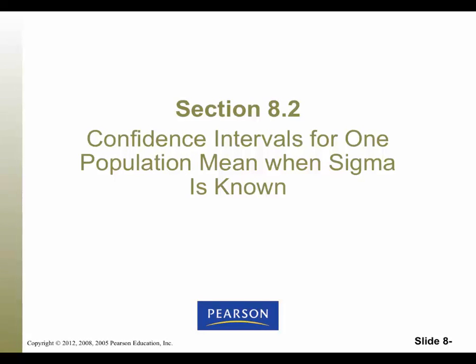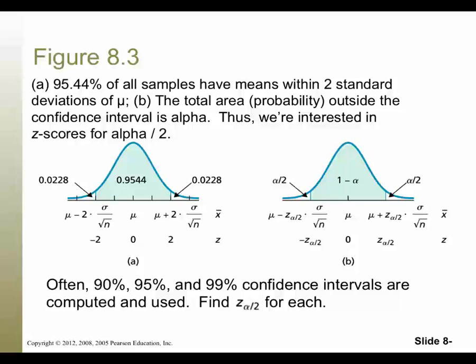So the next section, there's not much new. It's more about confidence intervals. Some new language, some new ways of looking at it, but it's pretty similar. Here's a chart. The first one shows that 95.44% of all samples have means within two standard deviations of the population mean. That's review, right? If you go out two standard deviations above and two standard deviations below, you get 95.44% of the data if it's normally distributed.